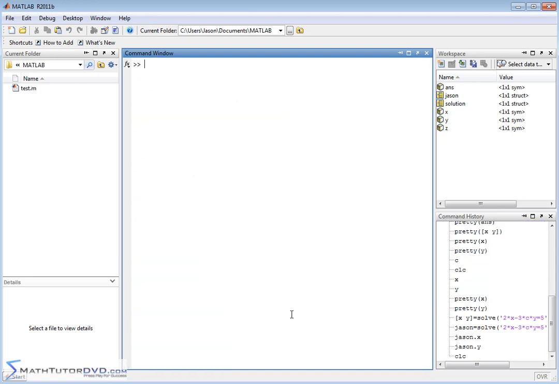All right, let's go ahead and close the section out with a final example. Let's go ahead and solve a nonlinear system. So far these have been pretty well behaved systems. But let's say we're solving for x and y.